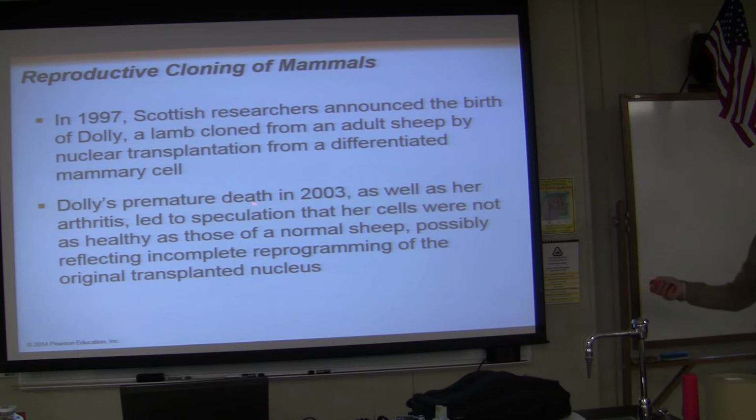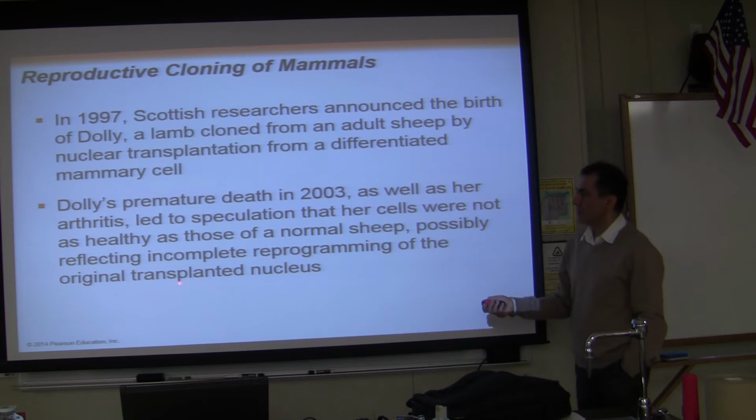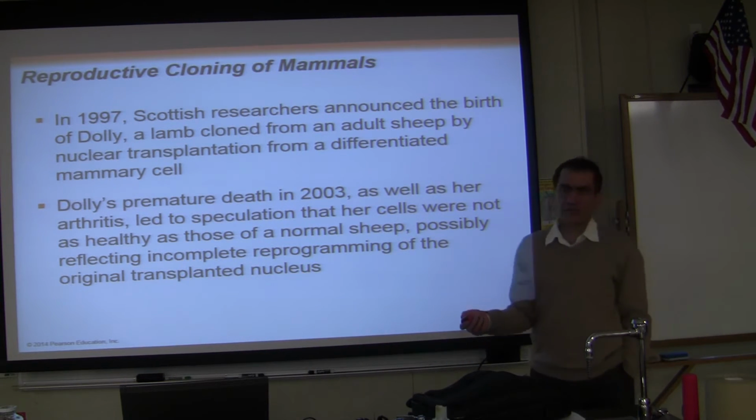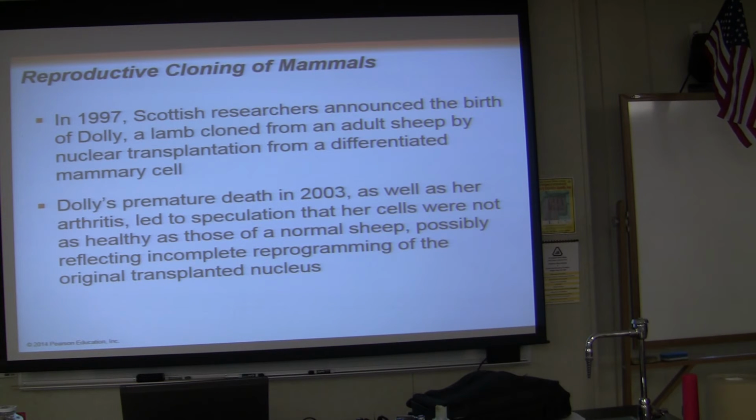Dolly's premature death in 2003, about 5 years later, as well as her arthritis, led to speculation that her cells were not as healthy as those of a normal sheep, possibly reflecting incomplete reprogramming of their original transplanted nucleus. That's one of the problems with cloning.